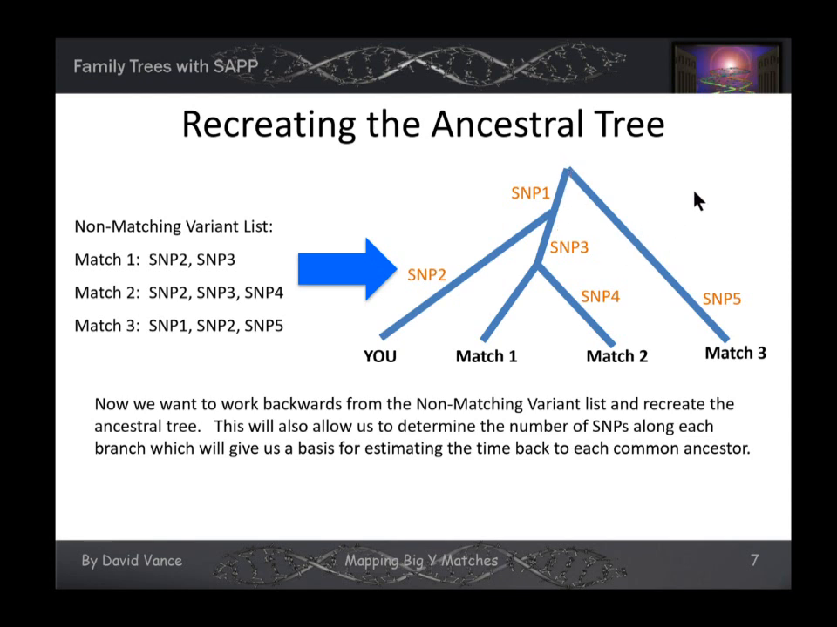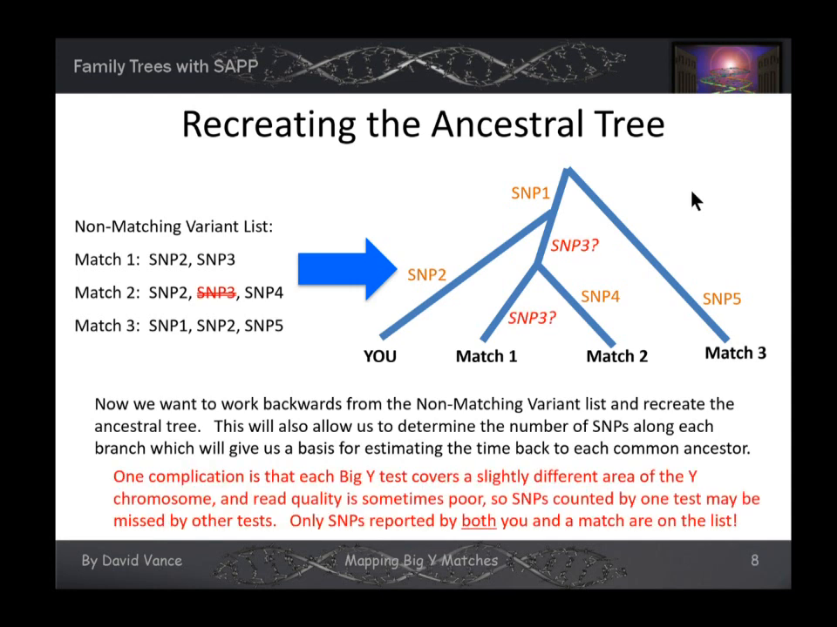There's one thing that we have to remember as we go through this analysis based on the non-matching variant list, and that is that each Big Y test covers a slightly different area of the Y chromosome. So mine has covered a particular area. My match 1, 2, and 3 Big Y tests have each covered a slightly different area, and they may not have read a SNP that I was read for, or their quality might have been poor. So in some cases, I may be positive or negative for a SNP, and along their line, that SNP either hasn't been read or hasn't been read with sufficient quality to call. So the end result is it's undetermined on their line.